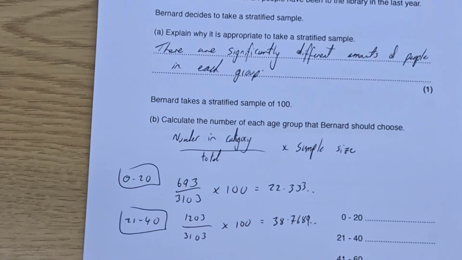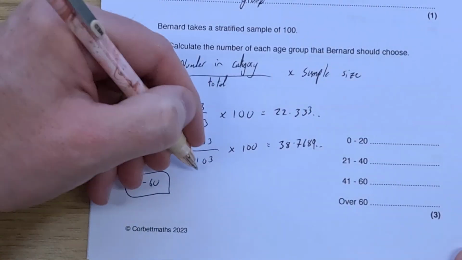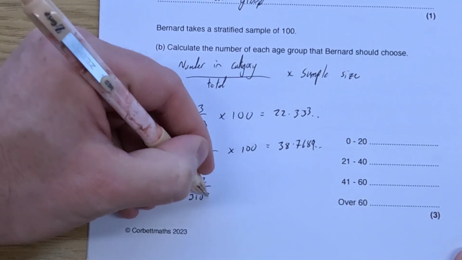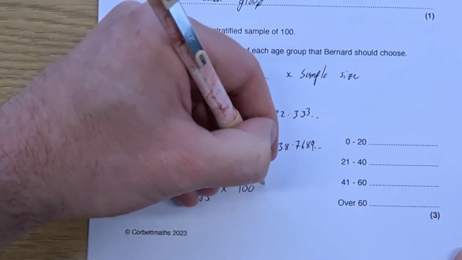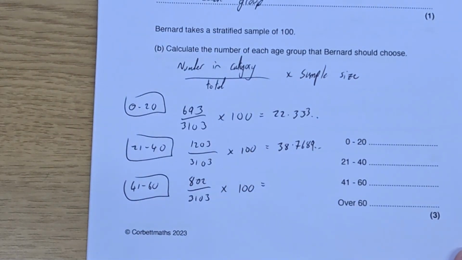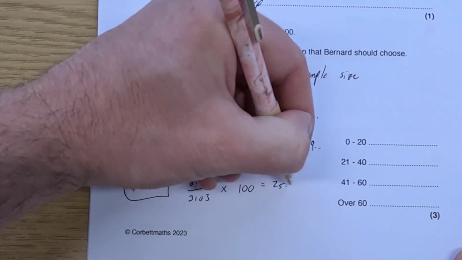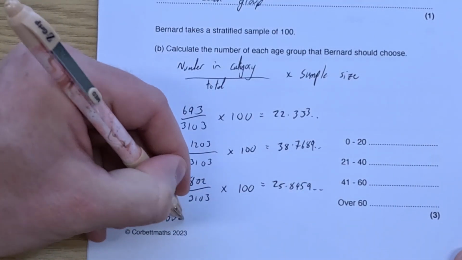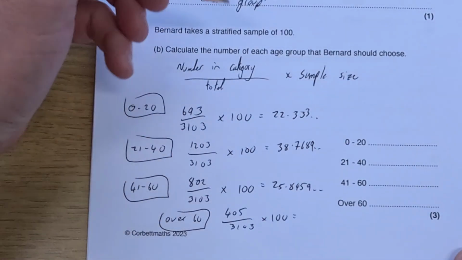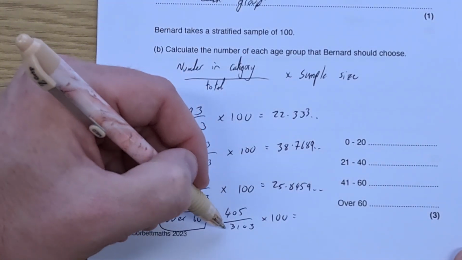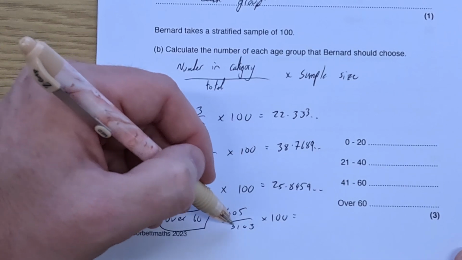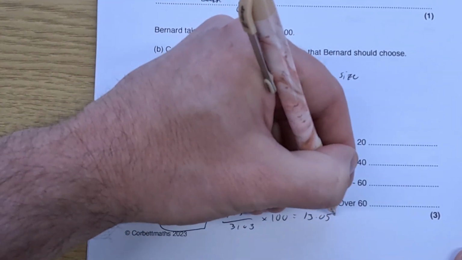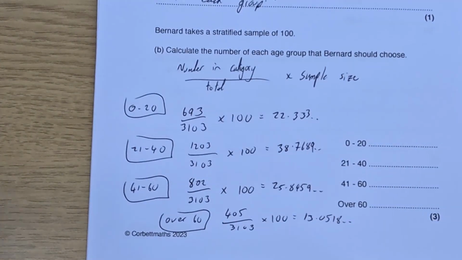Okay, now the 41 to 60 year olds. The number in the category was 802 divided by the total, 3,103, times by the sample size, which is 100. And when we do that, we get an answer of 25.8459 and so on. And then finally over 60. So over 60s, the number in that category was 405 divided by the total, which is again the 3,103, times by 100, and that's equal to 13.0518 and so on. Okay, so that's fantastic.